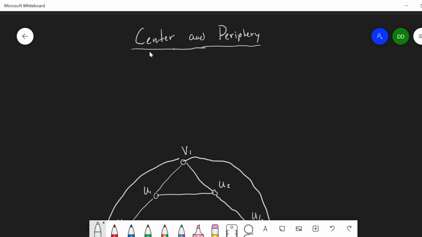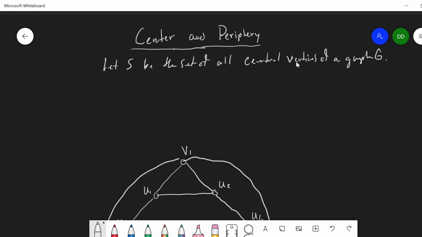So what's the center of a graph? Well, it's the collection of all those vertices which are central. Rather, more specifically, it's the induced subgraph by those vertices. So let's say let S be the set of all central vertices of a graph G. Remember, a central vertex is a vertex whose eccentricity is the radius of the graph, so the minimum possible eccentricity.